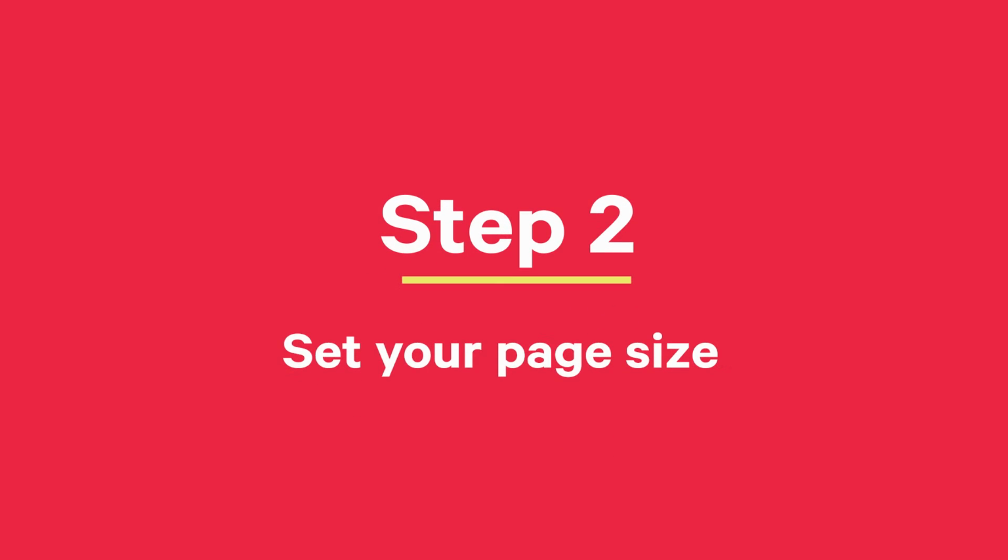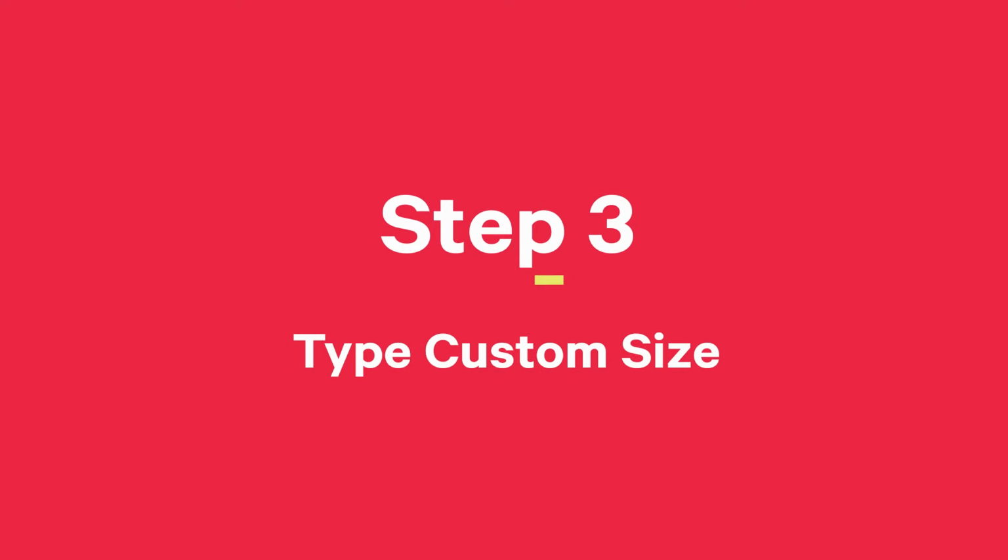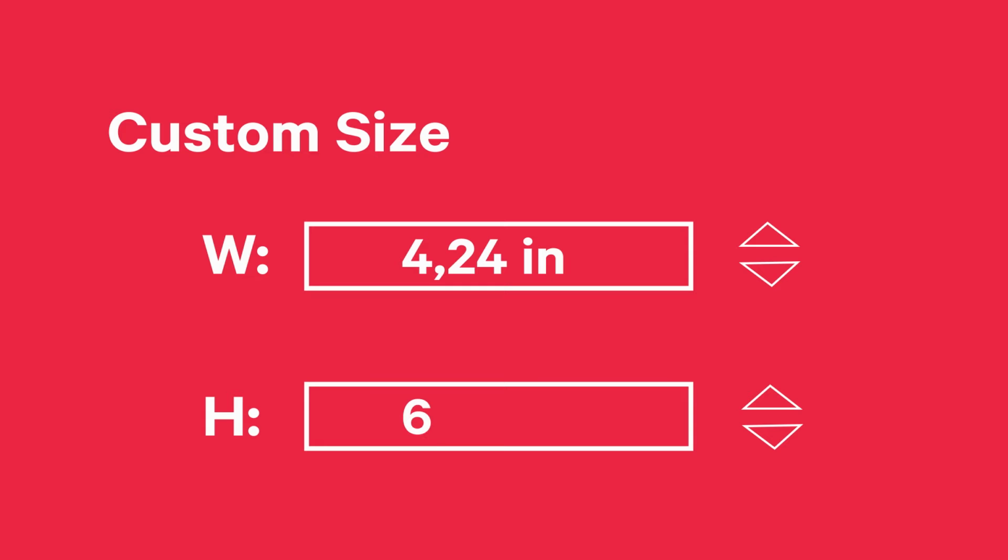Step 2. Set your page size by choosing Custom Size. Step 3. Now type the size in the W and H boxes, or toggle the size up or down with the arrows, and click OK.